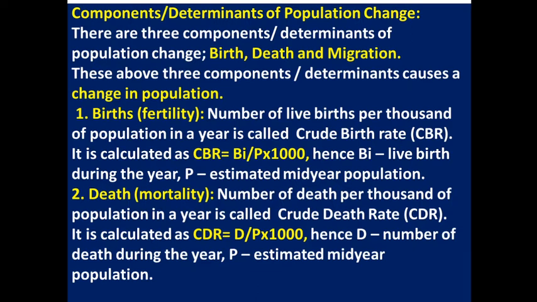So these are the three main components or determinants that lead to change in population in a particular area, in a particular country, or in the world. These three components cause change in population. The first one, birth, is also called fertility. Birth means the number of live births per thousand of its population in a year.